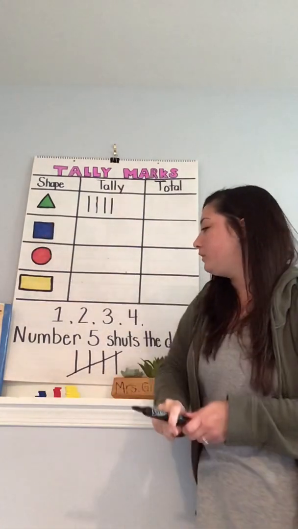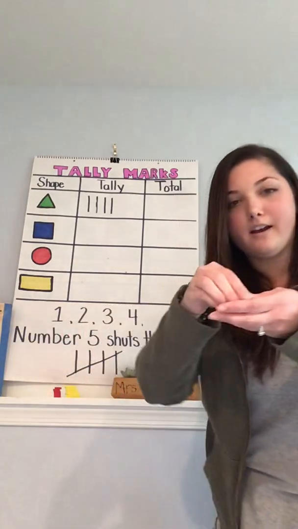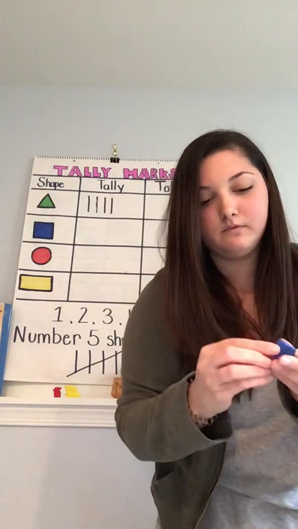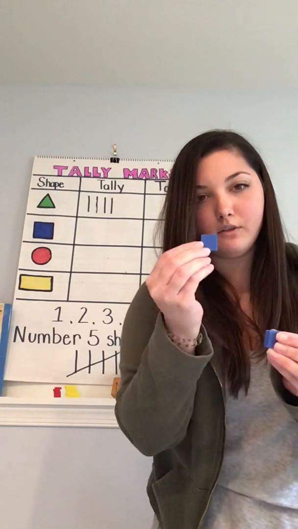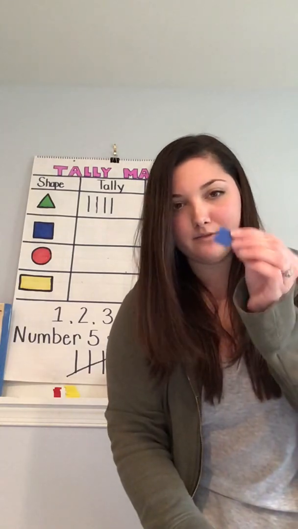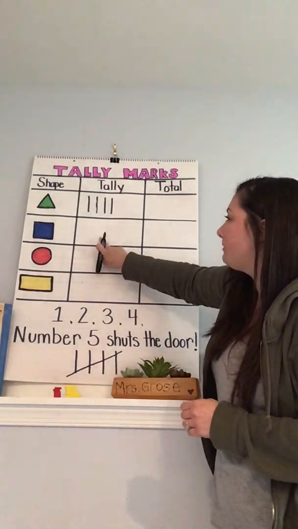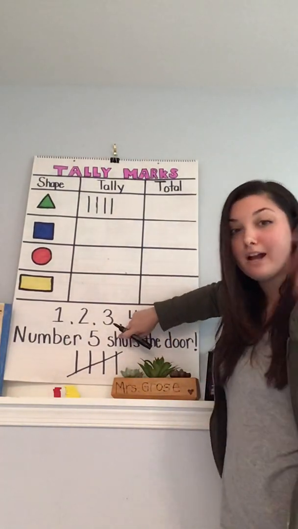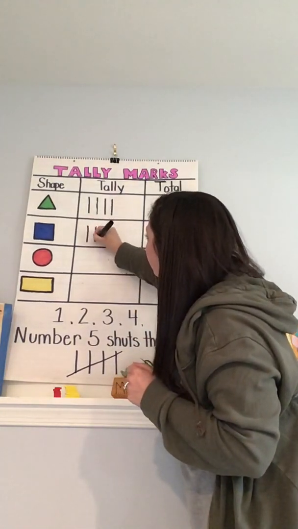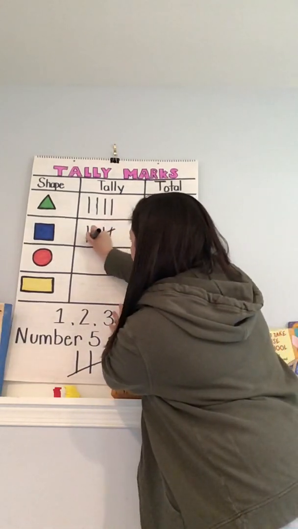I'm going to go to my blue squares. Let's see how many of those I have. Again, I want you to count with me. We're going to count by ones. Ready? 1, 2, 3, 4, 5. I have 5 blue squares, so I'm going to put that on my tally, and I want to keep this rhyme in my head as I'm counting. 1, 2, 3, 4. Number 5 shuts the door.